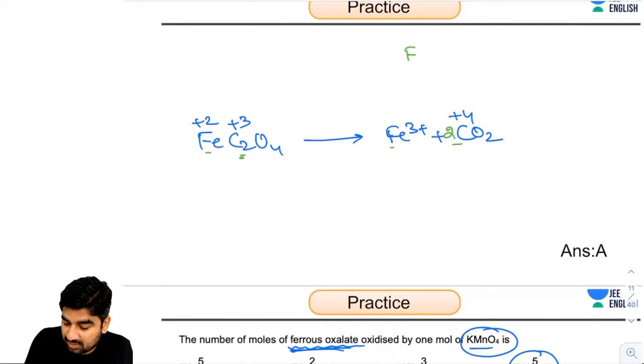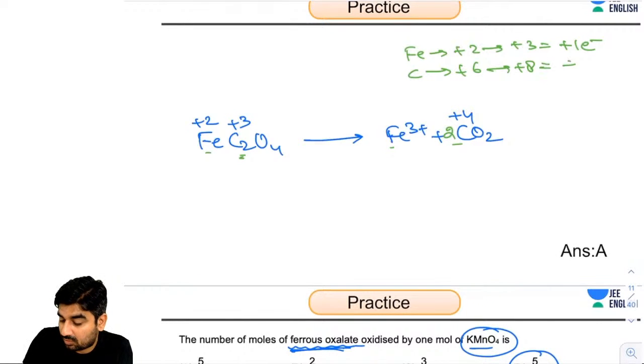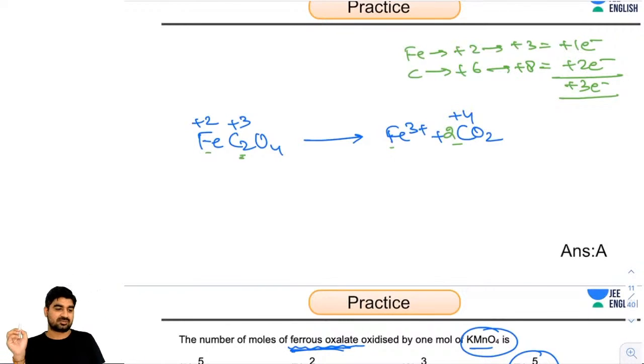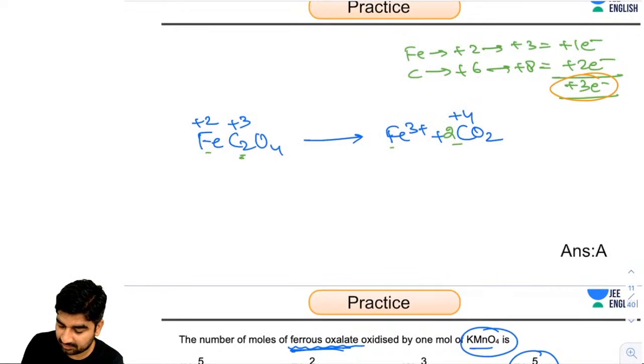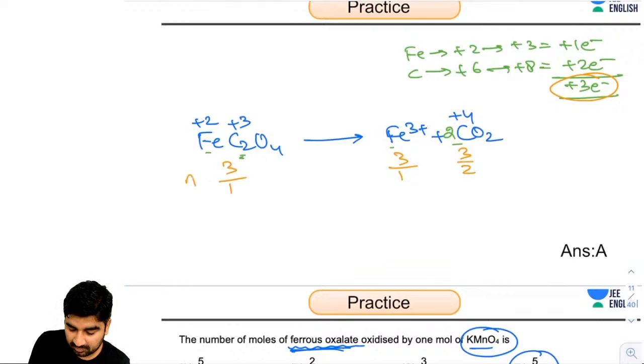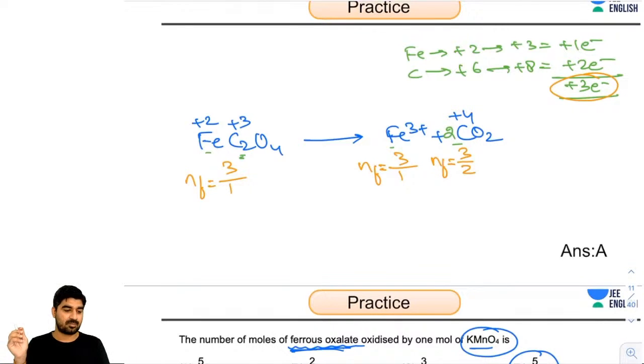Now how many electrons are changing? For iron it is going from plus 2 to plus 3, so there is a net loss of 1 electron. In carbon it is going from plus 6 to plus 8, so there is a net loss of 2 electrons. So guys, here you will be getting a net loss of 3 electrons. So n factor will be 3.